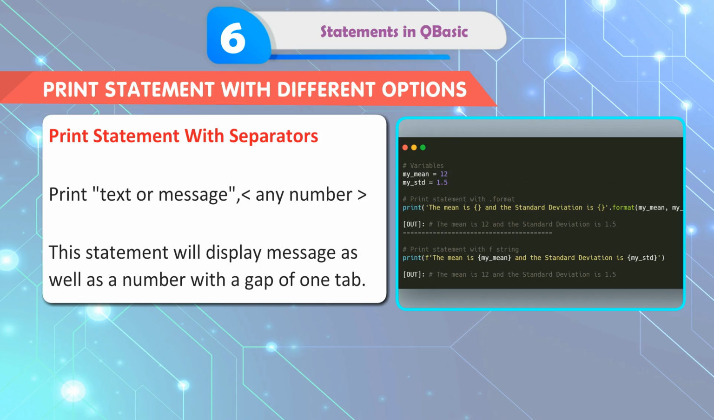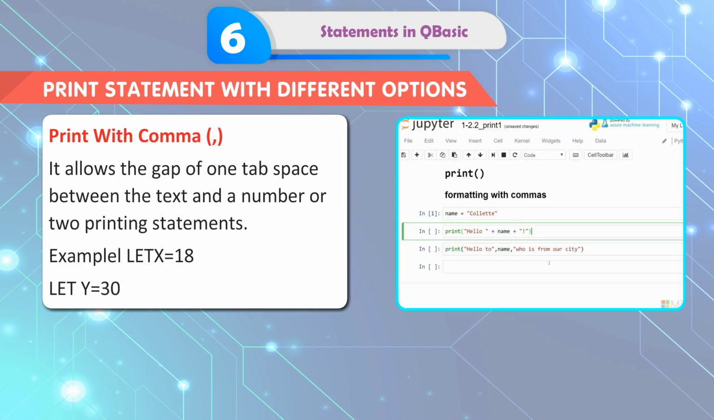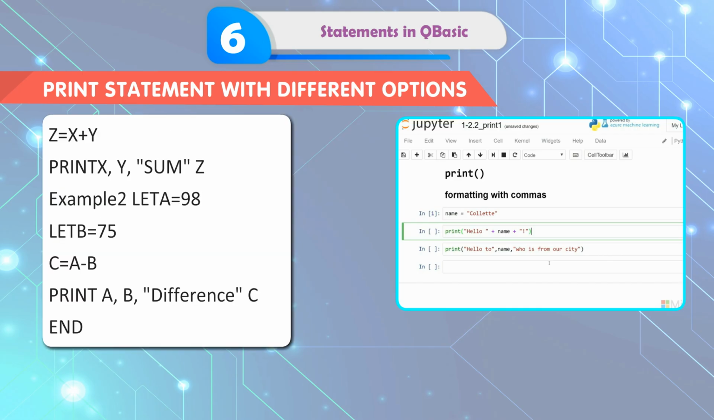Print statement with separators. PRINT text or message, any number. This statement will display the message as well as the number with a gap of 1 tab. Print with comma allows a gap of 1 tab space between the text and a number, or two printing statements. Example 1. LET X = 18. LET Y = 30. Z = X + Y. PRINT X, Y, Z.